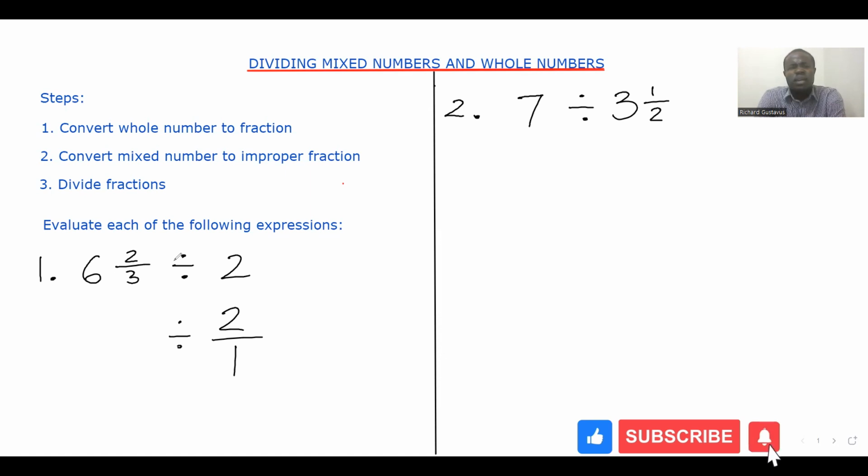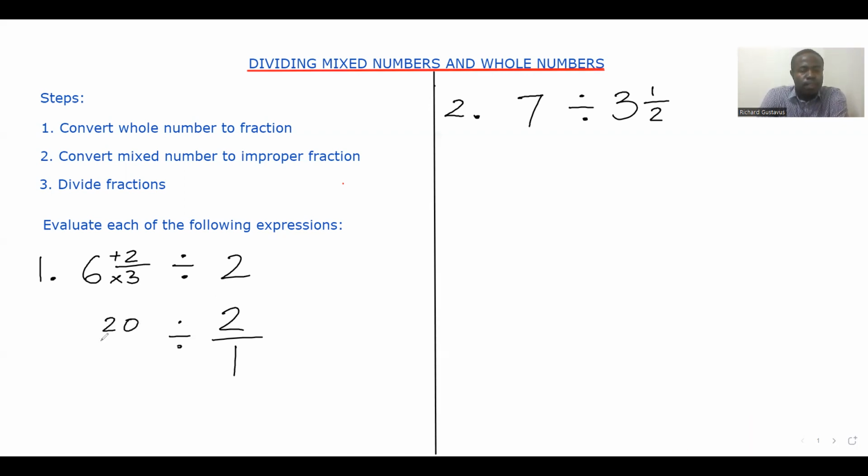The next step, guys, we convert our mixed number to an improper fraction. We do this by multiplying the denominator by the whole number, and then adding that to the numerator. So it's 3 times 6, which is 18, and then 18 plus 2, that's 20. So it's 20 over 3.